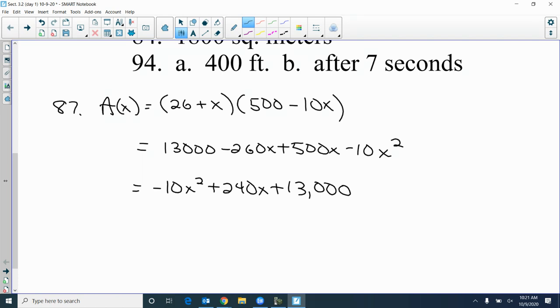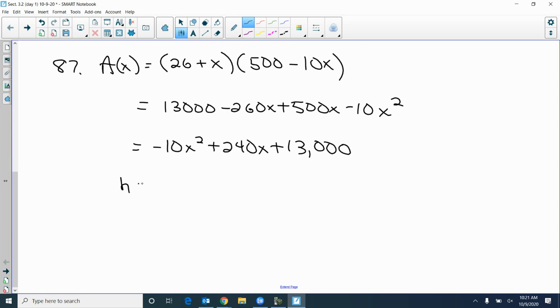So looking at the graph, we want to maximize, and since it's a function that opens down, that's going to be at the vertex. So we need to find the vertex. We use h equals negative b over 2a. That's going to be negative 240 over 2 times negative 10, which is negative 20. And then that's where we get the 12. Now, I don't know what you get when you plug in 12. I forget. But it's not part of the answer, I don't think.